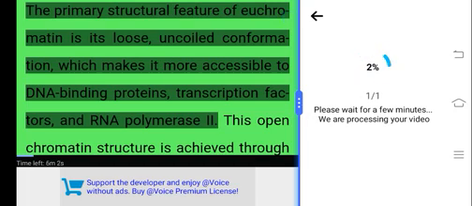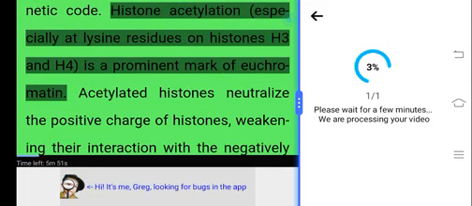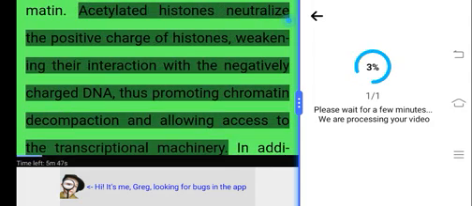The primary structural feature of euchromatin is its loose, uncoiled conformation, which makes it more accessible to DNA-binding proteins, transcription factors, and RNA polymerase II. This open chromatin structure is achieved through specific modifications to histones and DNA, collectively known as the epigenetic code. Histone acetylation, especially at lysine residues on histones H3 and H4, is a prominent mark of euchromatin. Acetylated histones neutralize the positive charge of histones, weakening their interaction with the negatively charged DNA, thus promoting chromatin decompaction and allowing access to the transcriptional machinery.